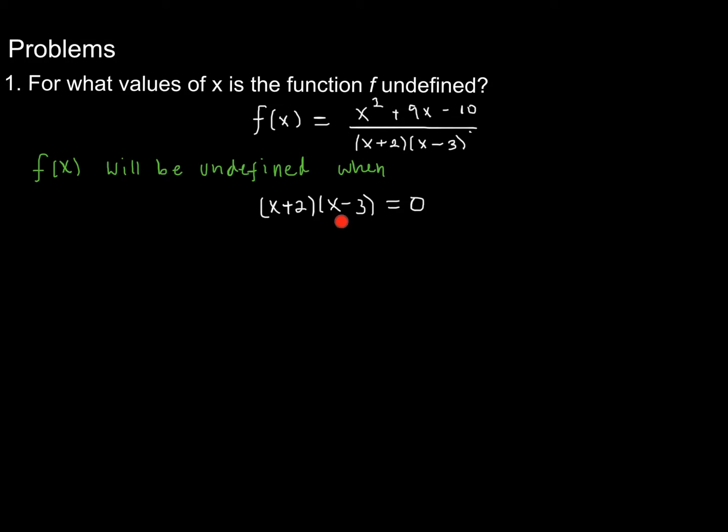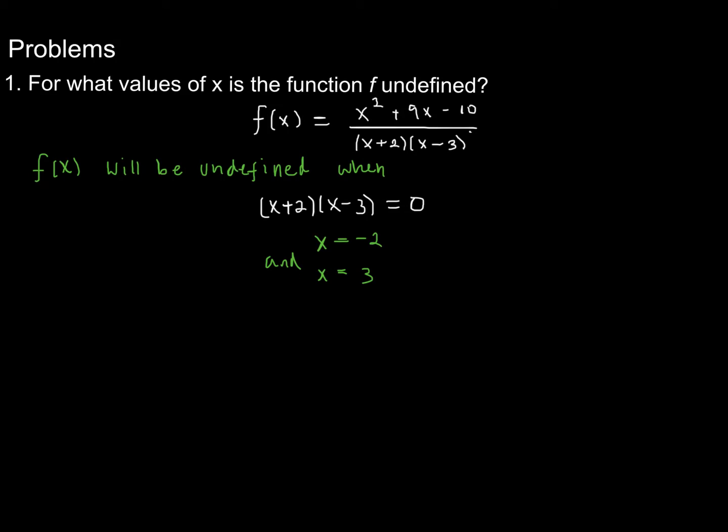If we have two things multiplied together to equal 0, our only options are for one of them to be equal to 0. So to make x plus 2 equal to 0, x will have to be equal to negative 2. And for x minus 3 to be equal to 0, x must be equal to positive 3. So these are the two x values where our function f of x will be undefined.